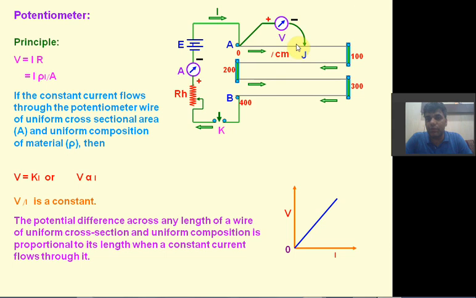So if we are moving the jockey, the distance AJ will vary. That means the value of L varies, and L is directly proportional to V. That means the potential drop across these points we can measure. The potential across the point AJ we can measure. So this is the principle on which the potentiometer is based, and we can measure potential drops with the help of potentiometers.